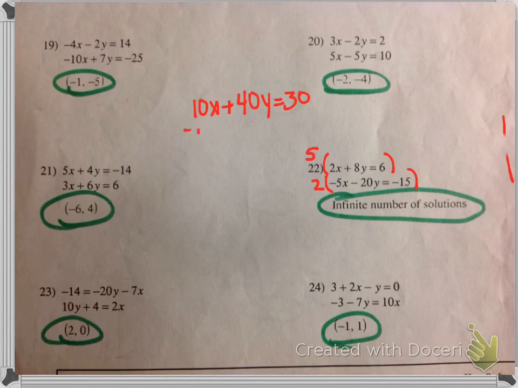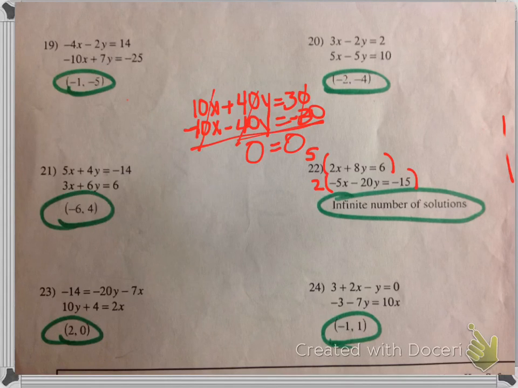The bottom one then becomes negative 10x minus 40y minus 30. And so you'll see here that the 10 and negative 10 cancel, the 40 and negative 40 cancel, and the 30 and negative 30 cancel. So this tells us that they're really the same line. So you get 0 equals 0 on both sides, and just like it always has been, when you have this, then it's infinite.